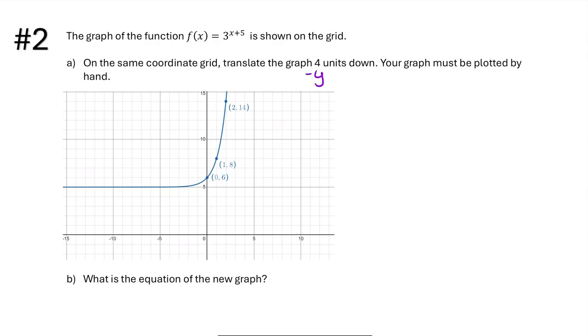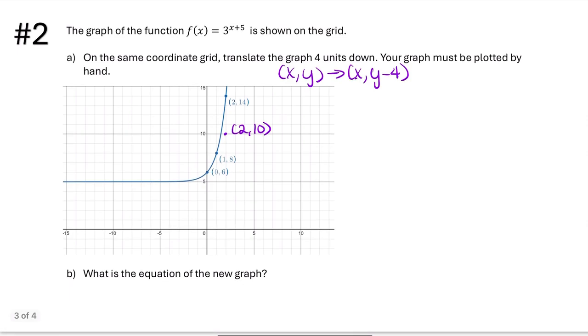So we're going to take every y coordinate, like when we have our x, y, and that's going to become the same x, but then y is going to have 4 subtracted from it. So what we're going to do here, instead of 2, 14, we're going to have our point at 2, 10. Okay, here for 1, 8, instead of 1, 8, we're going to have our point at 1, 4.